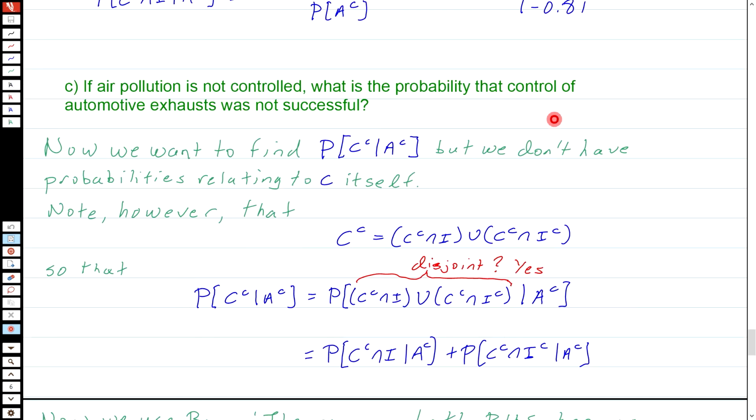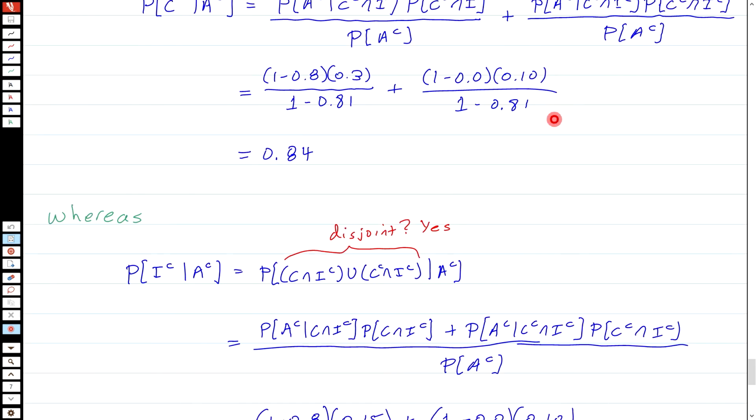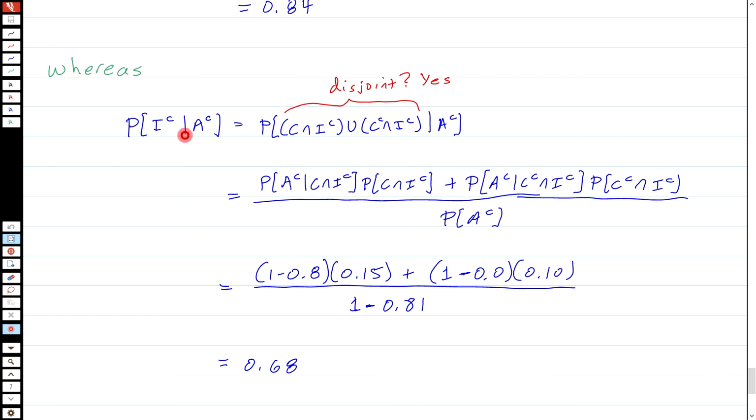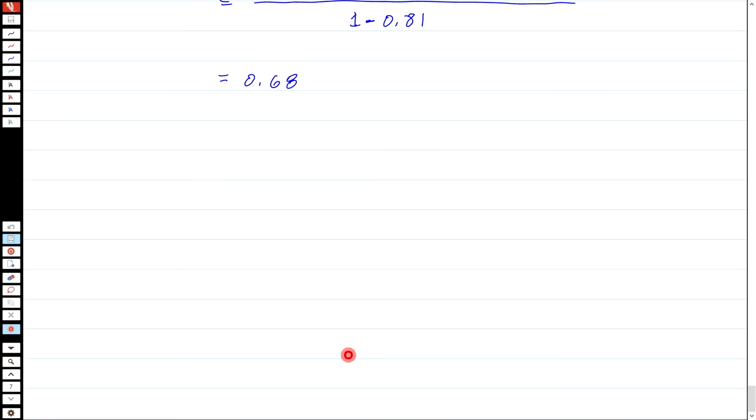Then what are we looking for? Control of what was not successful. I don't think I was asked this one. It's probably that given we were not able to control air pollution, what is the probability that we were not able to control industrial pollution? It's exactly the same one, except in terms of I complement this time. Plug it all in, we get 0.68. Okay, and that concludes this lecture. Thank you for listening.